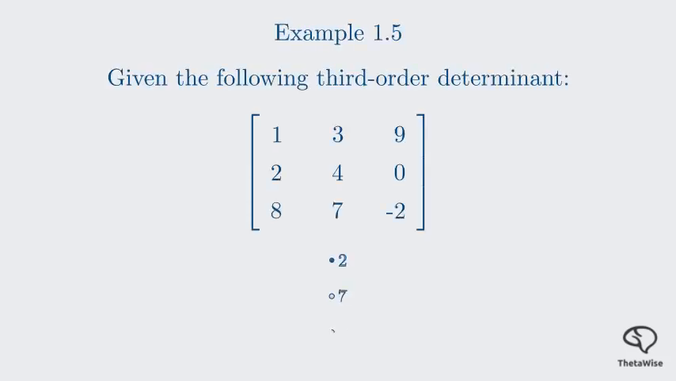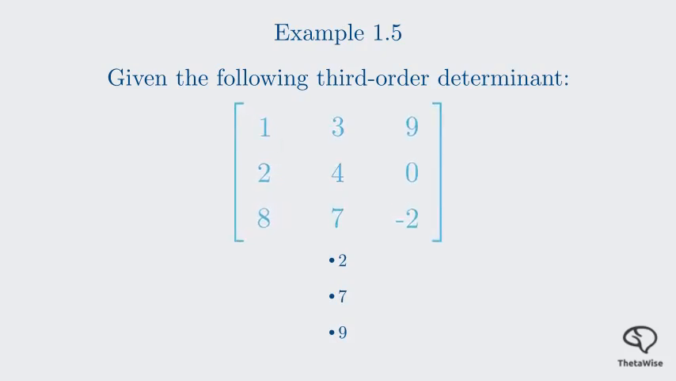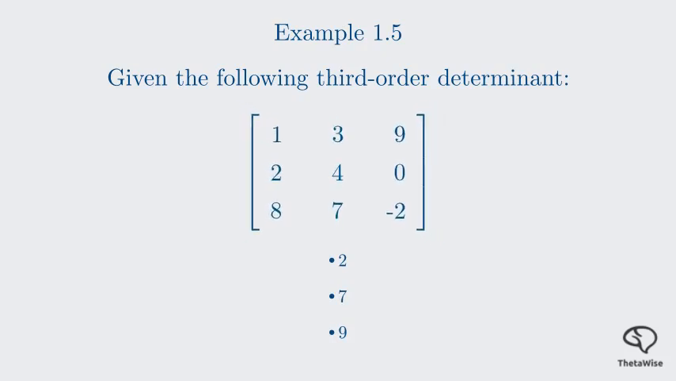Now that we've seen how the cofactor formula works with general elements, let's tackle a concrete example with numbers. We are given this third-order determinant. Our task is to calculate the cofactors for 3 specific elements, 2, 7, and 9. We will solve each one step by step.